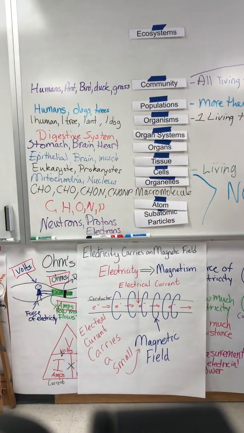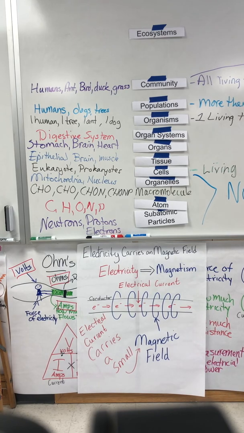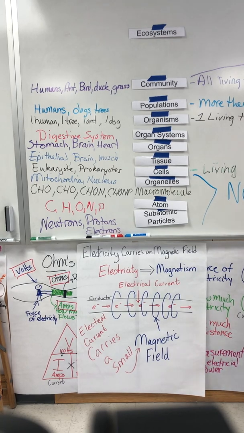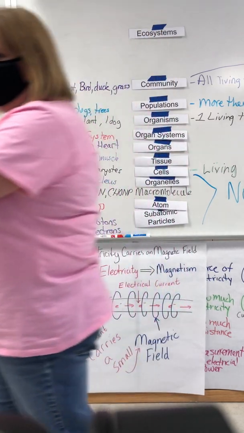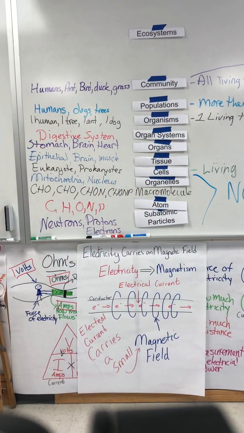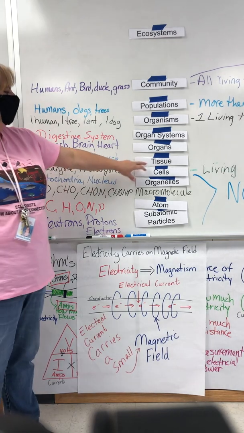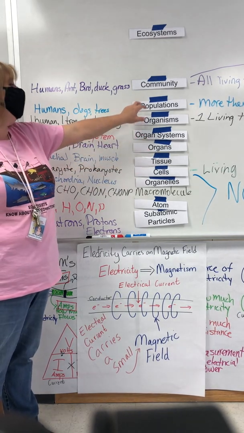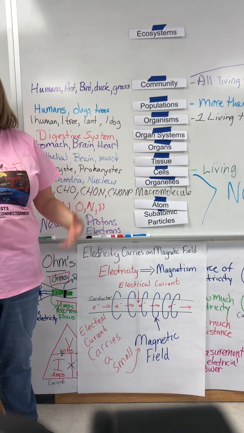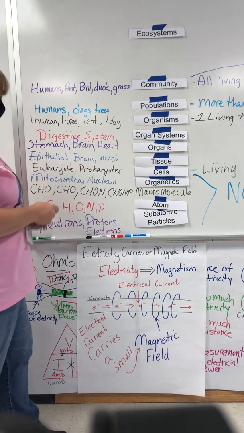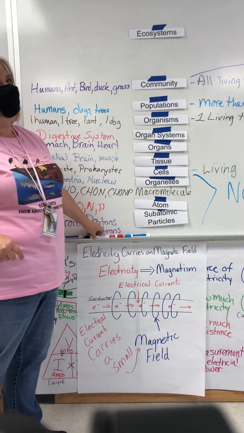Okay, so all of this stuff right here is all living things, except the earth. The earth is, well, depends on what part of the earth. But we're talking about this right now: cells, tissue, organ system, organisms, populations, community. Those are all living things. Well, what about the ecosystem? Let's talk about that.